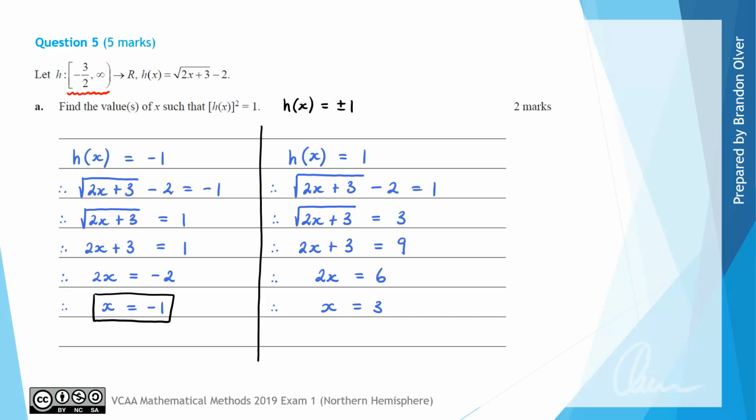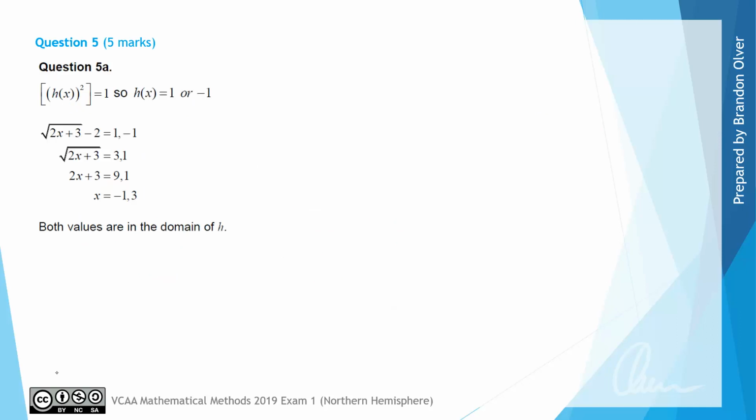Double checking that domain, x equals 3 does fit inside, so that is a second value of x that satisfies this question. So both answers to part A are x equals negative 1 and x equals 3. From the examiner's report we can see that the two answers to this question were indeed x equals negative 1 and x equals 3, and both of those values are inside the domain that was given.